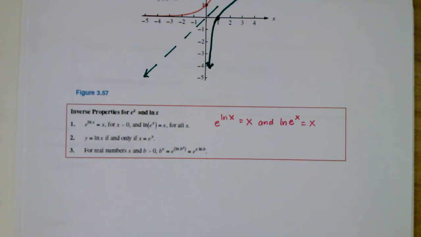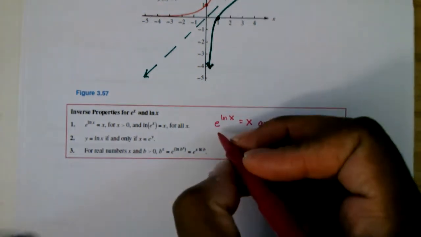Now, for y equal ln of x, that's if and only if x is equal to e to the y. Y equals ln of x if and only if x is equal to e to the y.